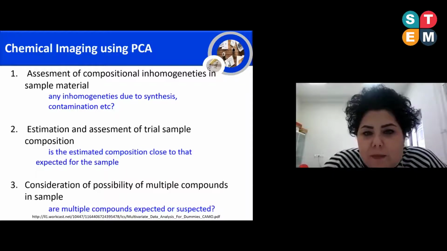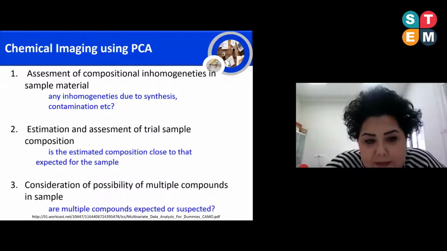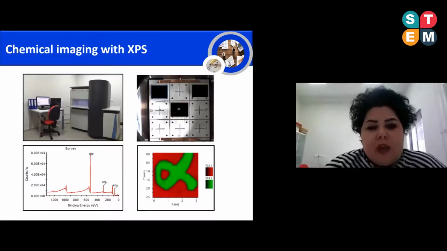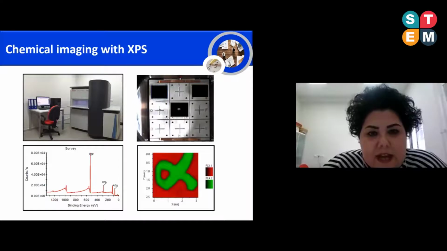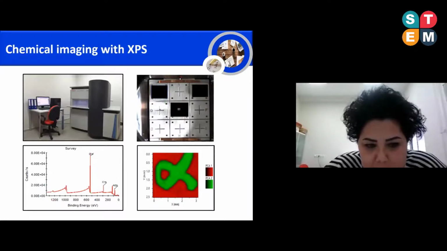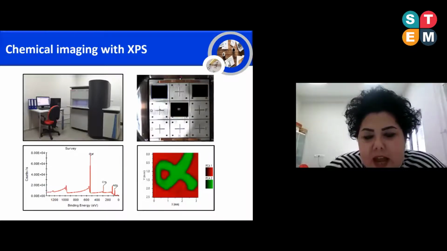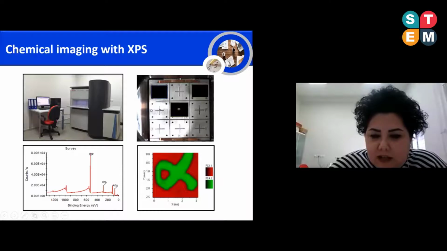You can assess the compositional inhomogeneities in a sample material, or estimate and assess the sample composition, and consider the possibility of multiple compounds in the sample. This is a typical XPS instrument, and this is a typical survey spectrum obtained from an XPS. And here below you see an alpha image.